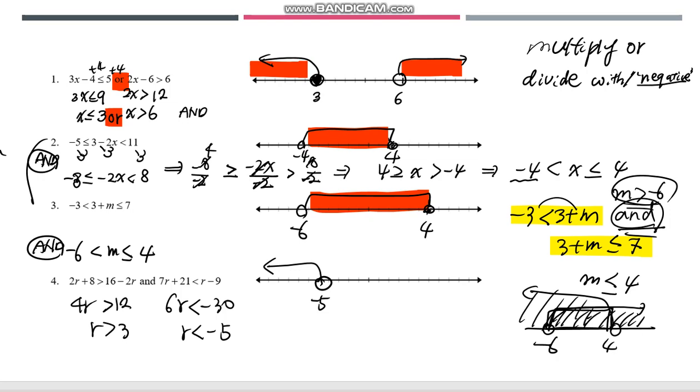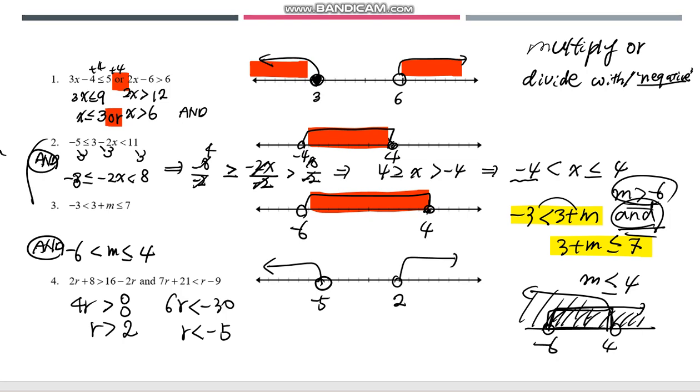And then now, if you see this, let's see if I did. Oh no, this one is 8. Sorry, this one is 8. 4r is greater than 8. Therefore, r is greater than 2. And this one, 6r is less than or equal to -30. R is greater than 2. Therefore, 2 is going to be over here, right?